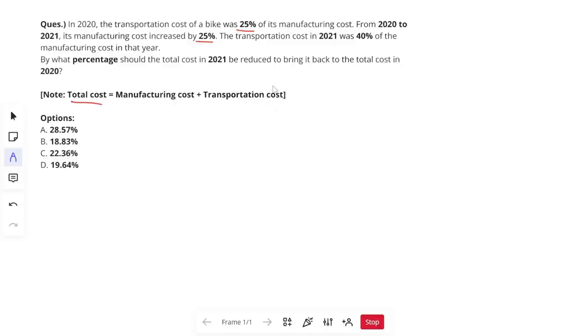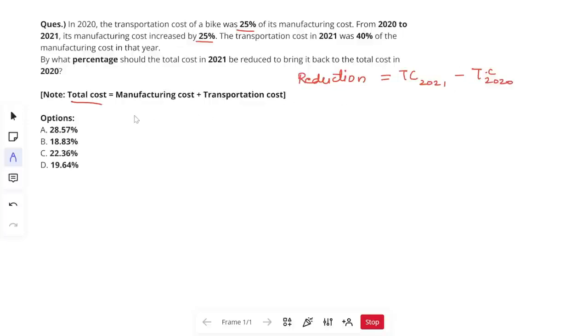So see, first thing is we need to find a few things. See what it is asking: by what percentage should the total cost in 2021 be reduced to bring back the total cost in 2020? So what we can say is reduction. This can be called reduction, right? Because we are reducing things. So how can we do the reduction? Reduction can be done by taking the total cost in 2021 minus total cost in 2020. If we do that, we get the reduction. Now in order to get total cost in 2021 and total cost in 2020, we need to find some things.